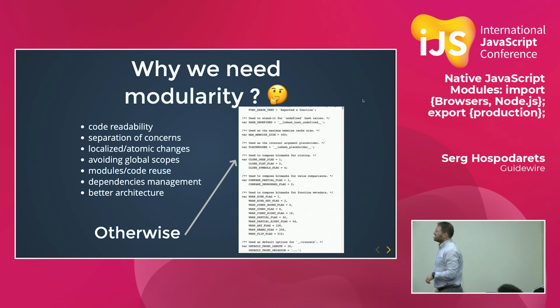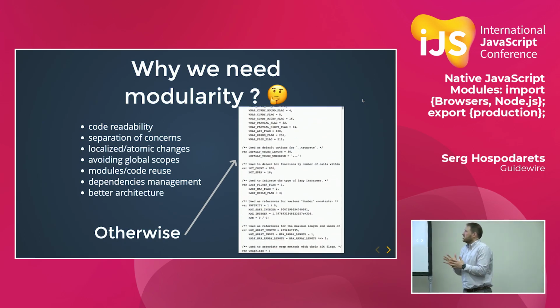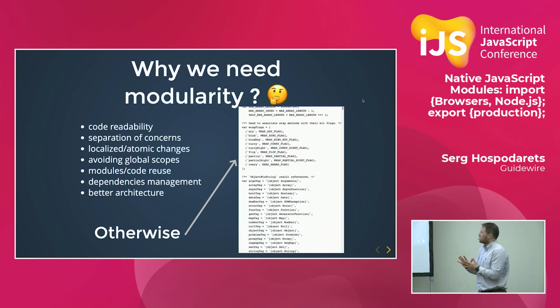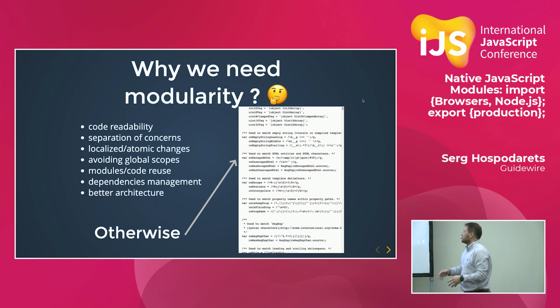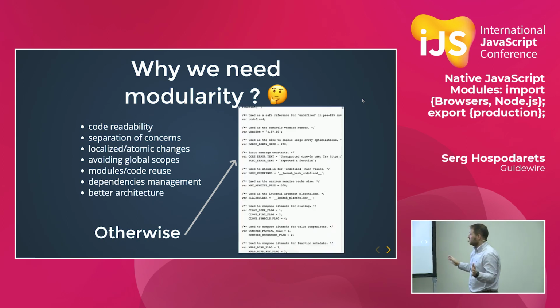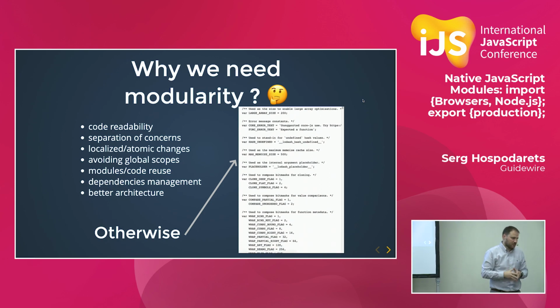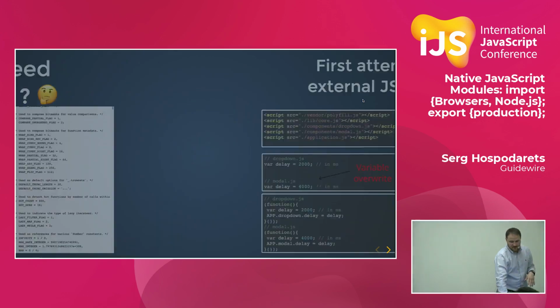Remember, JavaScript started in 1996, and we could write code this way. It was terrible. Code readability was terrible, you put everything in one file, dependency management didn't exist, and the architecture was terrible. So that's why we need modularity, which is obvious.